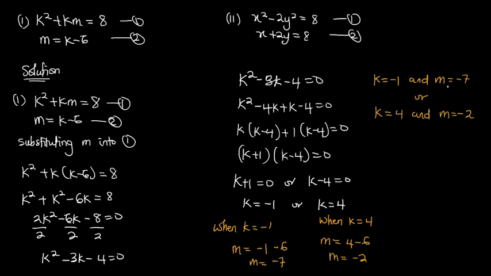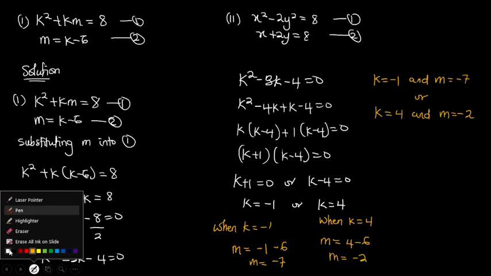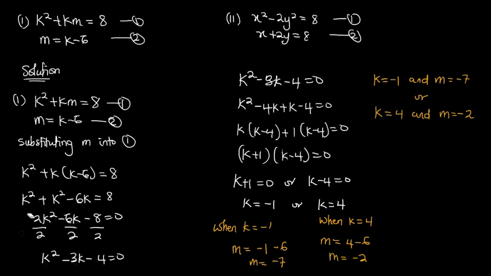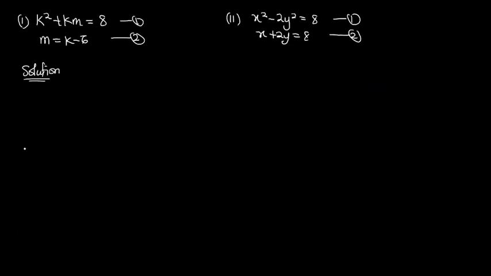All right, so let's look at the second example that we have over here. So this particular example, so let me get some space. Okay, we have x squared minus 2y squared equals 8, and then we have x plus 2y is equal to 8. This is equation 1 and this is equation 2. All right, so let's go ahead and solve this.